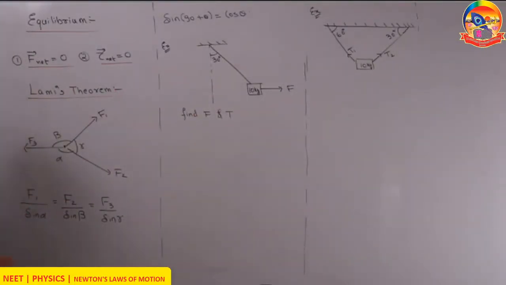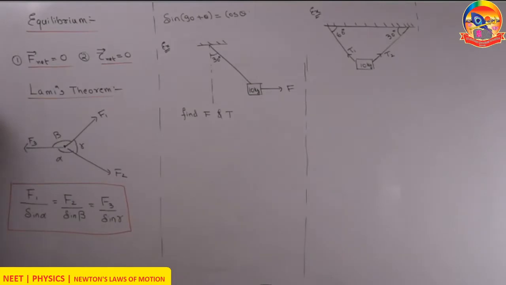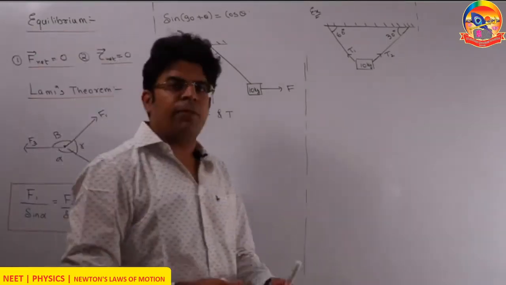Now there is a theorem called Lami's theorem. Let's understand it. If a particle is at equilibrium under the effect of three forces F1, F2, F3 acting on it, such that the angle opposite to F1 is alpha, the angle opposite to F2 is beta, and the angle opposite to F3 is gamma. If the body is in equilibrium, which means that the resultant of these three forces is 0, then F1 by sine alpha equals F2 by sine beta equals F3 by sine gamma.